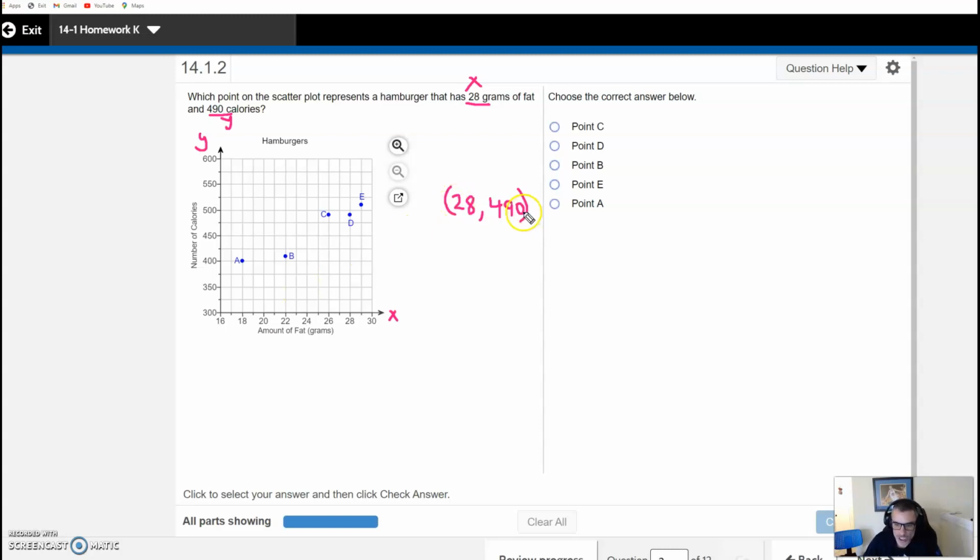All right, so I want to find (28, 490). So I go on the x-axis. Here is 28, and it's pretty easy. There's only one point there, point D. And again, here is the line representing 500. It's just underneath that. So I go over here. This is going to be my point, and there would be my 490. So that's point D.